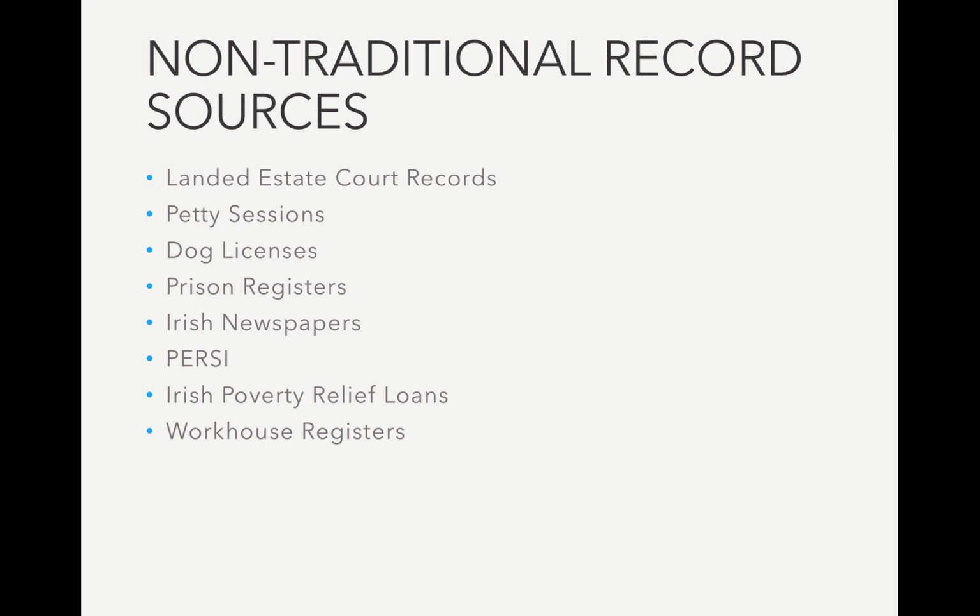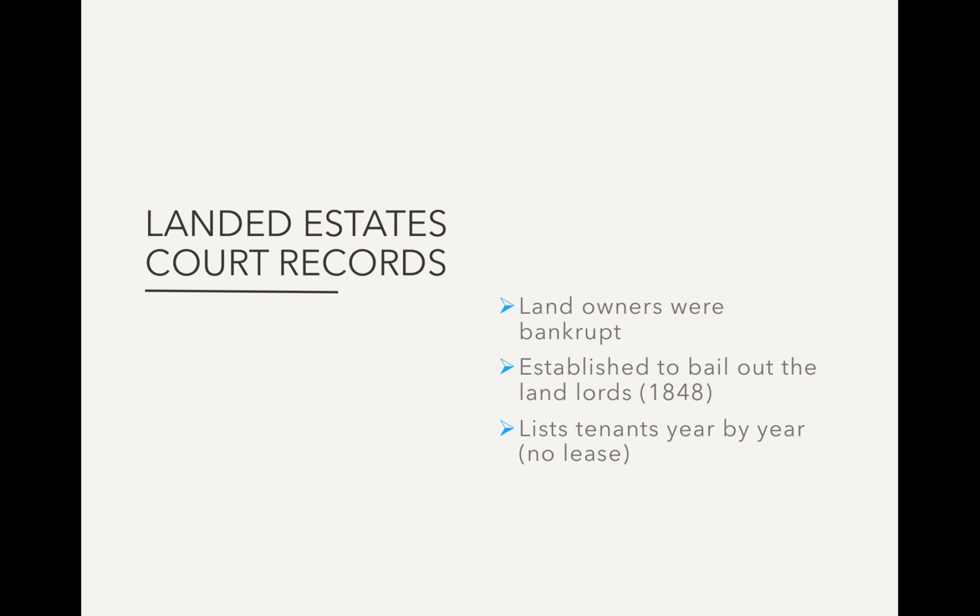So some non-traditional record sources that we want to mention. We absolutely recognize that because of the record loss in Ireland, we need to think creatively in finding other records that do the same type of job for us. So we've talked about the Catholic parish registers, we've talked about Griffith's, but what about things like petty session court records and newspapers and the Irish poverty relief loans? We need to look at substituting traditional records like censuses with these other categories of records. So we're going to look at just a couple of those examples.